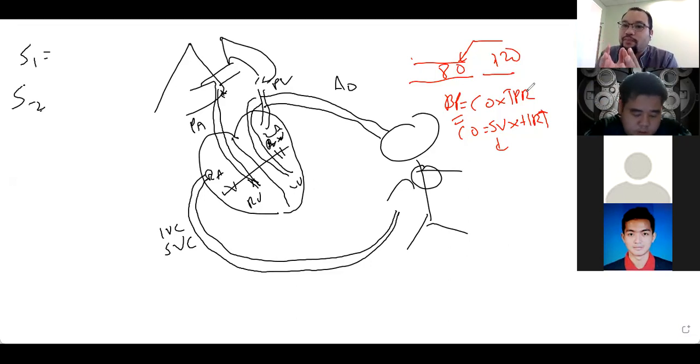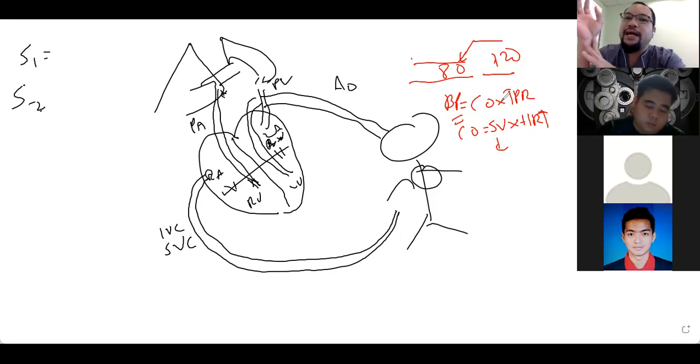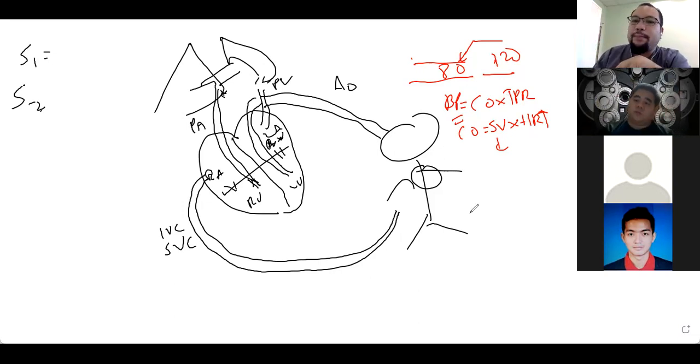Less stroke volume, reduce preload. Reduce preload, less stroke volume, your heart will pump less. Kan? So bila your heart pumps less, what happens? Your BP akan drop. So, in a way, bila ada benda yang causes wide pulse pressure. Contohnya kan, systolic 120, diastolic turun jadi 40 contohnya.